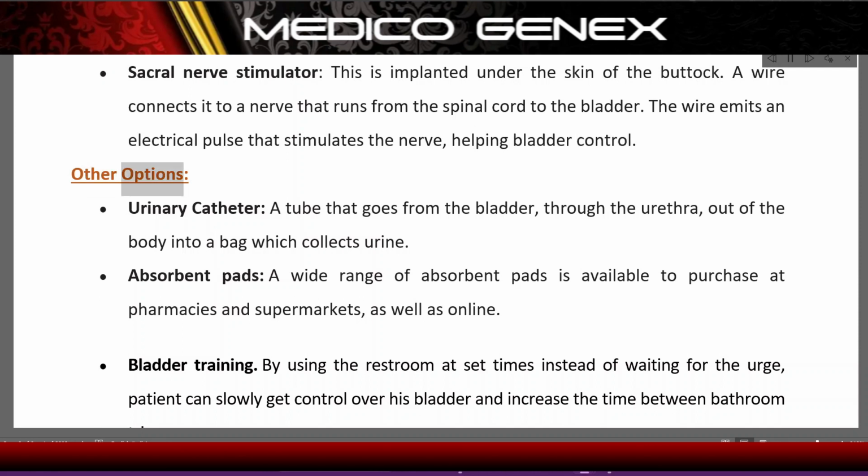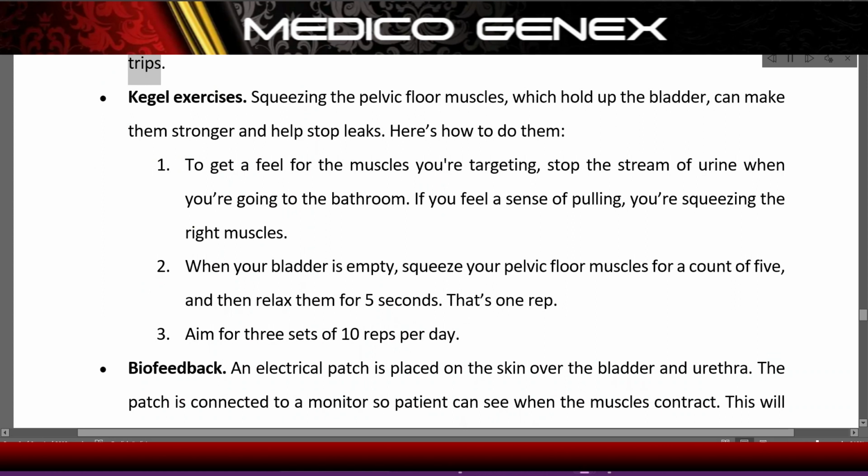Other options. Urinary catheter, a tube that goes from the bladder, through the urethra, out of the body into a bag which collects urine. Absorbent pads, a wide range of absorbent pads is available to purchase at pharmacies and supermarkets, as well as online. Bladder training. By using the restroom at set times instead of waiting for the urge, the patient can slowly get control over his bladder and increase the time between bathroom trips.